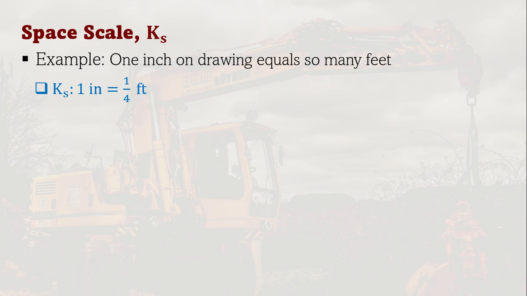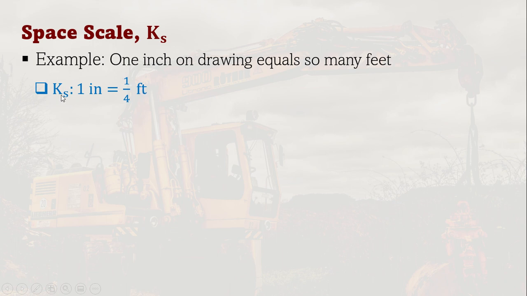So let us try to make our calculation easier by defining some important concepts here. The space scale. So usually in our actual problem, the distances or the measurements are too big for us to draw on paper. So that's why we use scaling. As you can see here, we can use a space scale such that, for example, 1 inch on the drawing equals so many feet in actual. So for example, 1/4 feet in actual is 1 inch in your drawing.